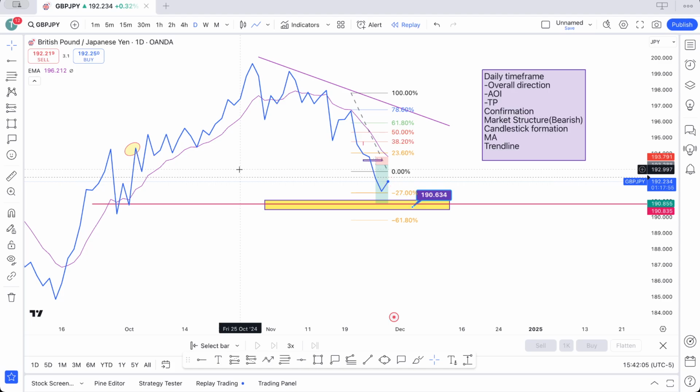By tomorrow in the New York session, I do believe Gbpjpy is going to make a move, and I'm going to share my prediction here. Let's go.